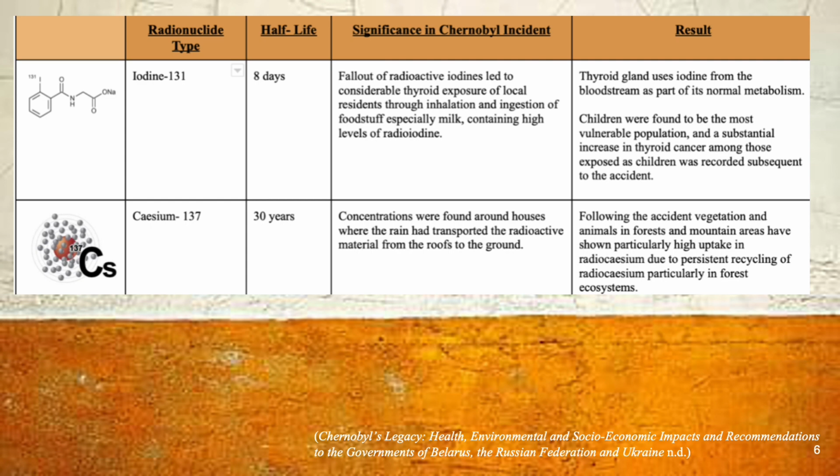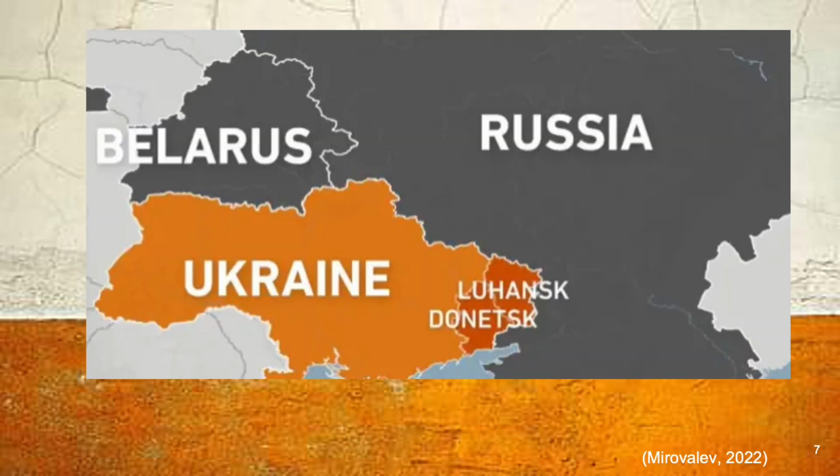Cesium has a 30-year half-life. Concentrations were found around houses where rain had transported radioactive materials from the roof to the ground following the incident. Cesium-137 is mainly found in food products like berries and mushrooms. As per the timeline on the previous slide, Soviet officials waited so long to disclose the urgency of this public health issue, which directly resulted in the high number of exposures seen. Although this occurred in Ukraine, Belarus and Russia have seen considerably high rates of exposure, given that these countries lie right next to each other.